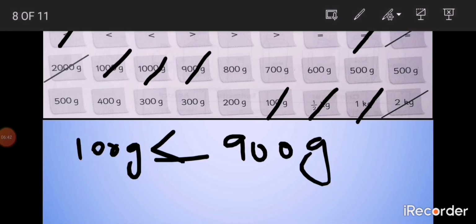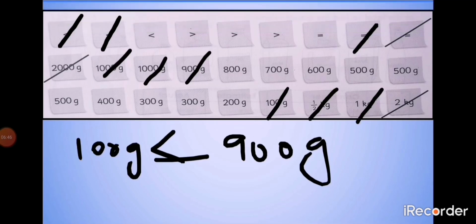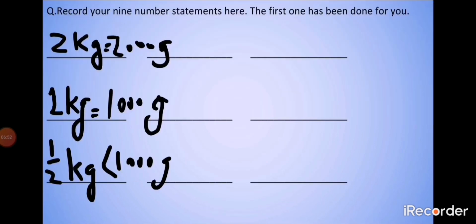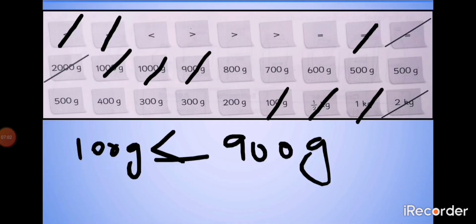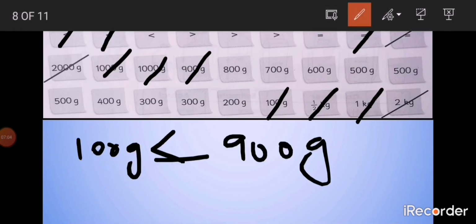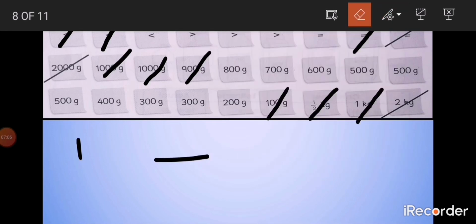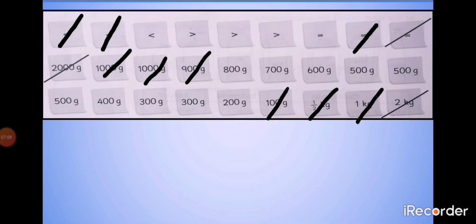So again we used one more sign here. So I will also cross it. Now I'm recording my number sentence here. 100 gram is smaller than 900 gram. Done. Now I'm erasing this one. Now we go for the next one.